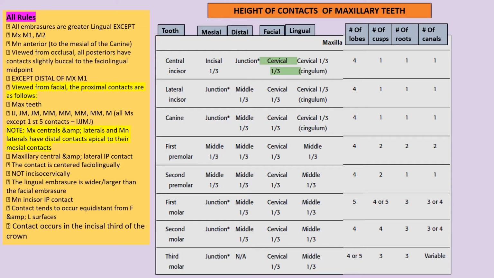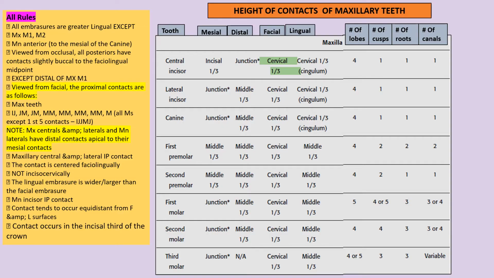Now the height of contour table is also very important. You always have questions on it. So you have the central incisor, the lateral incisor, canine, for the maxillary. You can see that the facial height of contour is on the cervical 1/3 for all the teeth. While the lingual height of contour for anteriors will be in the cervical 1/3, at the cingulum area, and the lingual height of contour for maxillary posteriors will be in the middle 1/3.